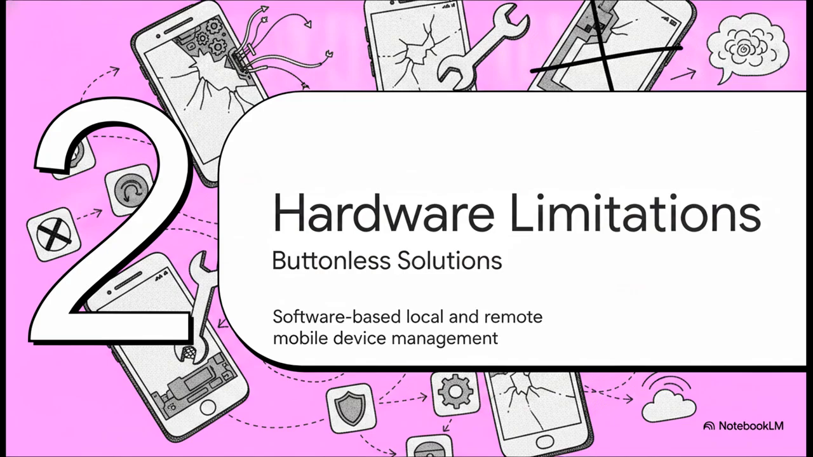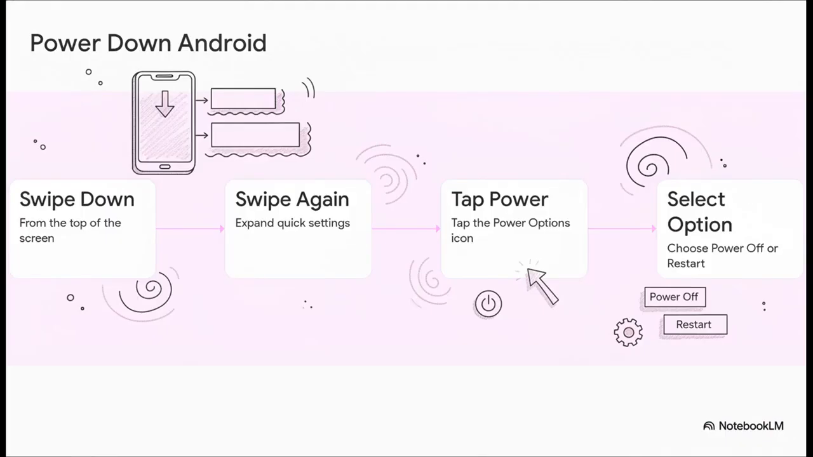Which brings us perfectly to section 2, navigating hardware limitations, buttonless solutions. Because what happens when those physical buttons actually break? Or, and this is happening way more often now, what happens when your phone manufacturer just decides to completely remap your power button? Imagine you hold down the power button, fully expecting the phone to shut down, and instead it summons Gemini AI or some other voice assistant. You might feel totally stuck. But here's the secret. You never actually need physical buttons to control the core functions of your device. It's all baked right into the software.